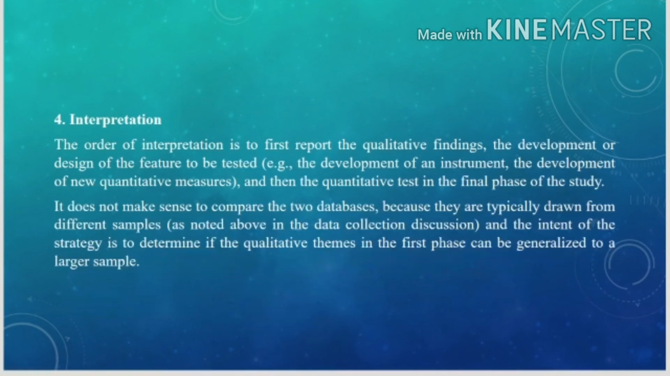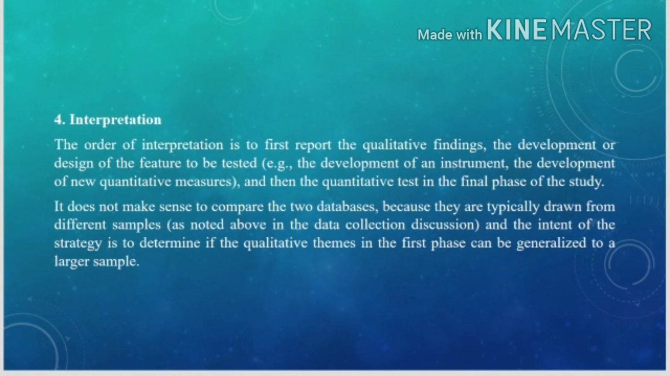4. Interpretation. The order of interpretation is to first report the qualitative findings, the development or design of the feature to be tested, e.g., the development of an instrument or new quantitative measures, and then the quantitative test in the final phase of the study. It does not make sense to compare the two databases, because they are typically drawn from different samples, as noted above in the data collection discussion, and the intent of the strategy is to determine if the qualitative themes in the first phase can be generalized to a larger sample.